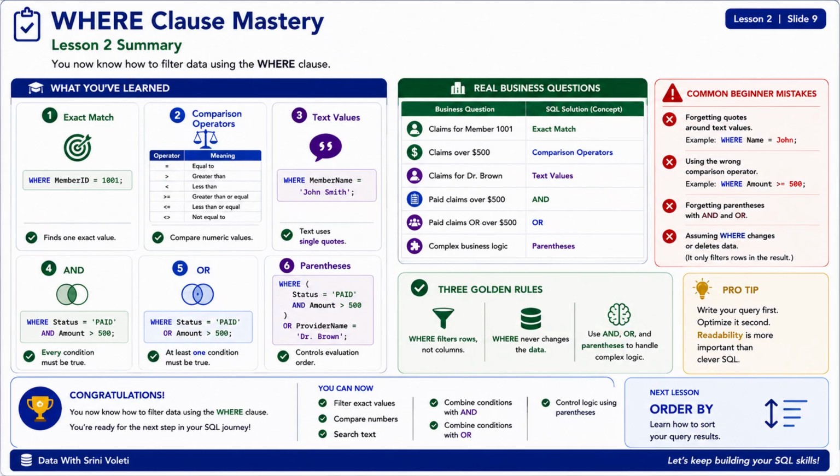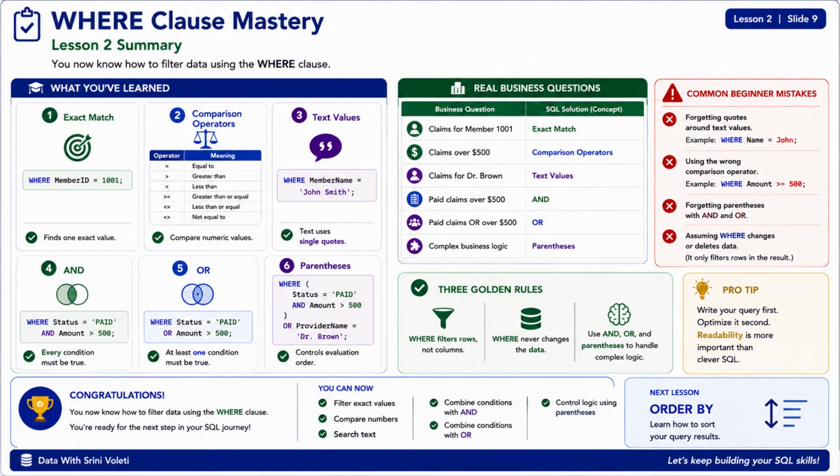We then introduced the AND operator. Remember that AND requires every condition to be true. If even one condition evaluates to false, SQL excludes that row from the result. Next, we explored the OR operator. Unlike AND, the OR operator is more flexible. A row is returned if at least one condition is true. If both conditions are true, that's perfectly fine. The row is still included.